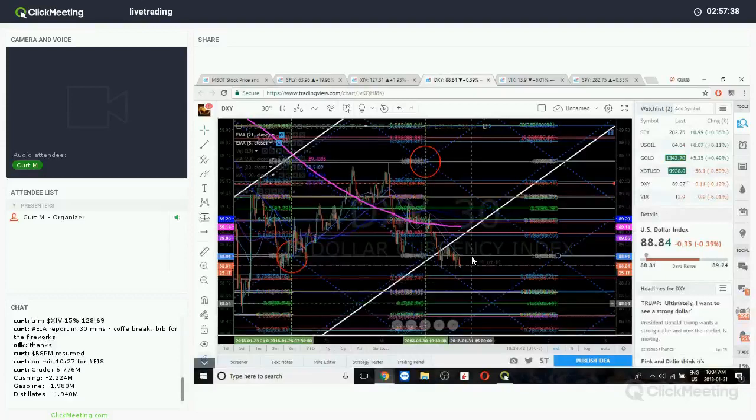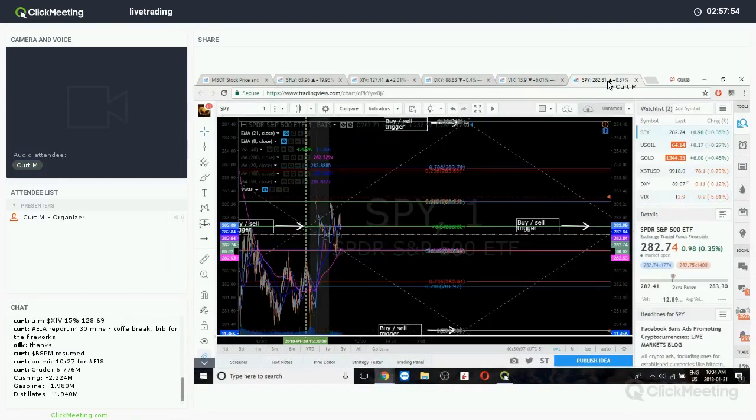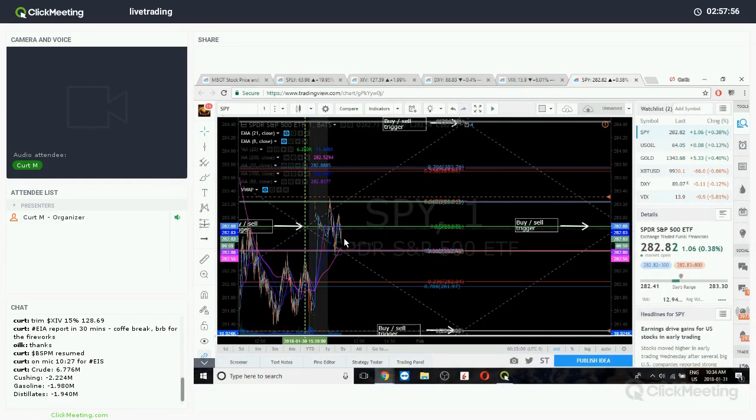Dollar's still under its resistance. Volatility holding at 13.9. I'm looking for 13.7 and then 12.9 and then 12.1. Those are my targets to the downside. S&P. Surprised there wasn't a little more pressure. So it's holding. It's not even noticing yet.